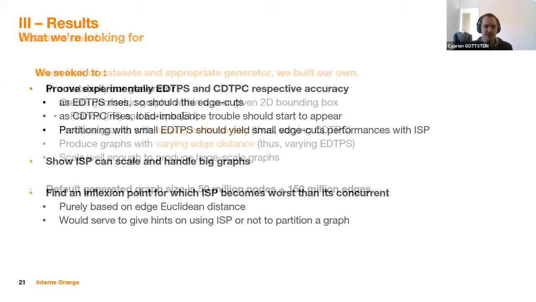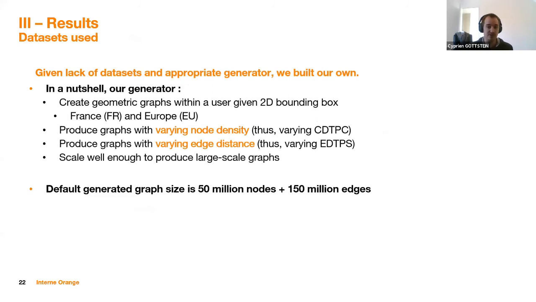Now, I gave you the definition of WAGs because there is no existing one yet, so we couldn't find any appropriate datasets for our experiments, and there was no generator able to suit our needs, so we had to build our own. And in a nutshell, our generator creates geometric graphs within a user-given 2D bounding box. So we use two boxes for our experiments, one which is roughly the size of France and one roughly the size of Europe without Russia. And it produces graphs with varying node density, thus a varying CDTPC, and varying edge distance, thus a varying EDTPS, to again have interesting values to analyze, and hopefully also edge variation.